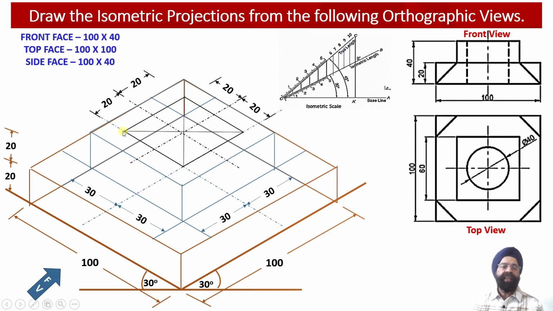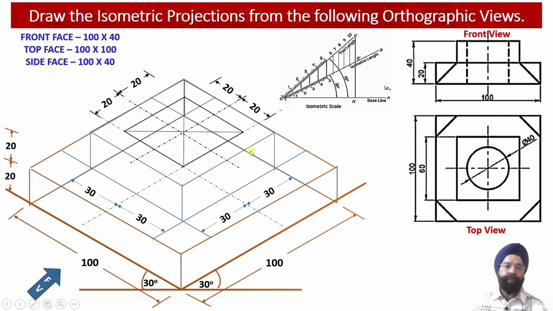And we know that a square is represented as a rhombus in isometric projections. So we can see in this rhombus construction, which corresponds to the square of edge 40 which we have obtained in the isometric projection. This is the minor diagonal of this rhombus. This is the major diagonal of this rhombus.